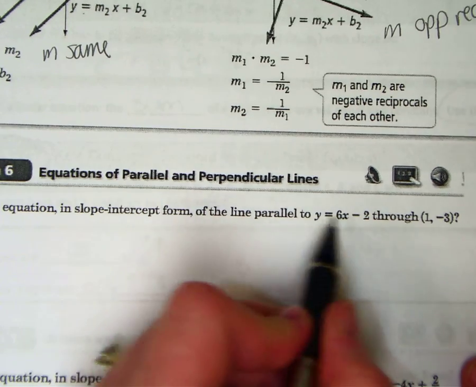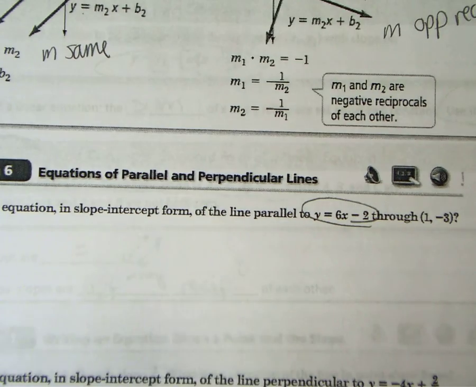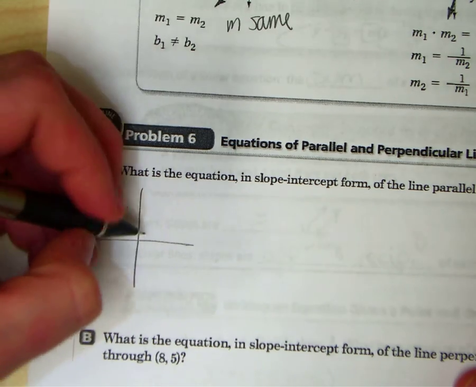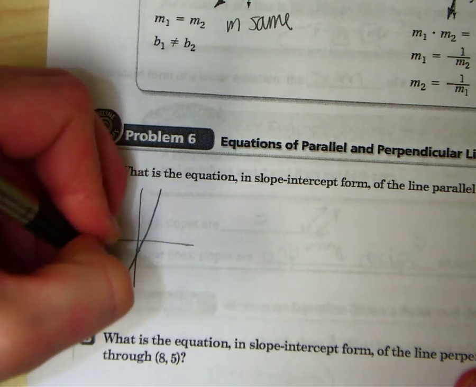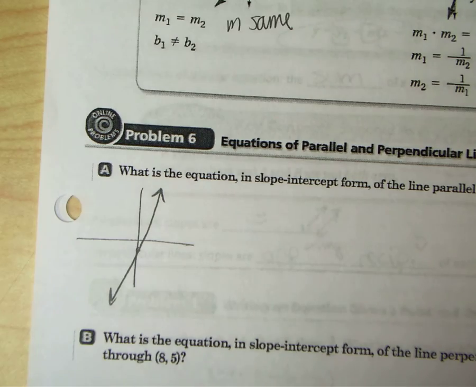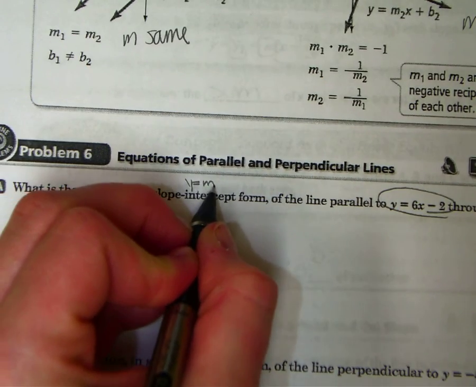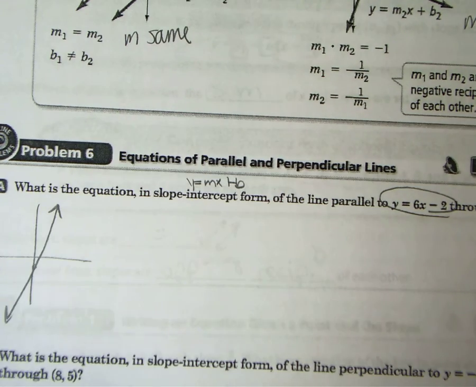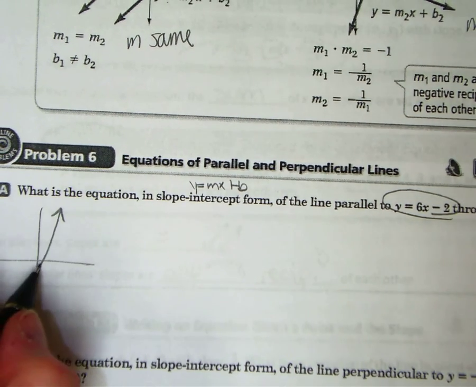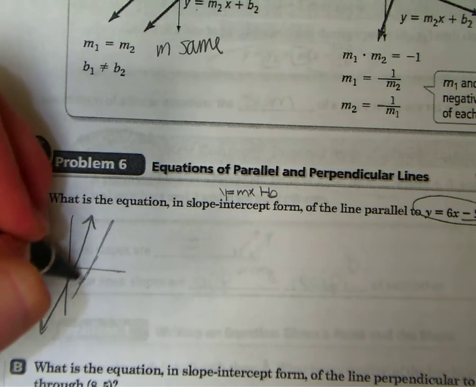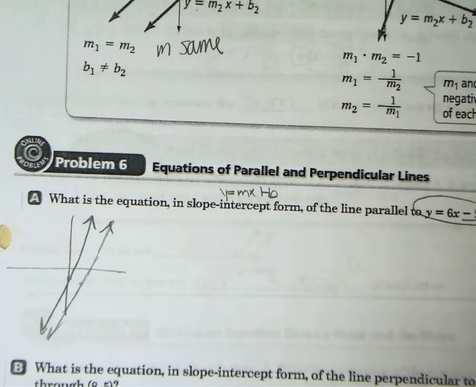We have our equation of a line, y equals 6x minus 2. You need a visual. Something like this. It's a fairly steep line. And the directions say what is the equation in slope-intercept form, y equals mx plus b, of a line that would be parallel to that, but that goes through (1, negative 3). So we're looking for the equation of a line somewhere around there. It's parallel and it goes through (1, negative 3).